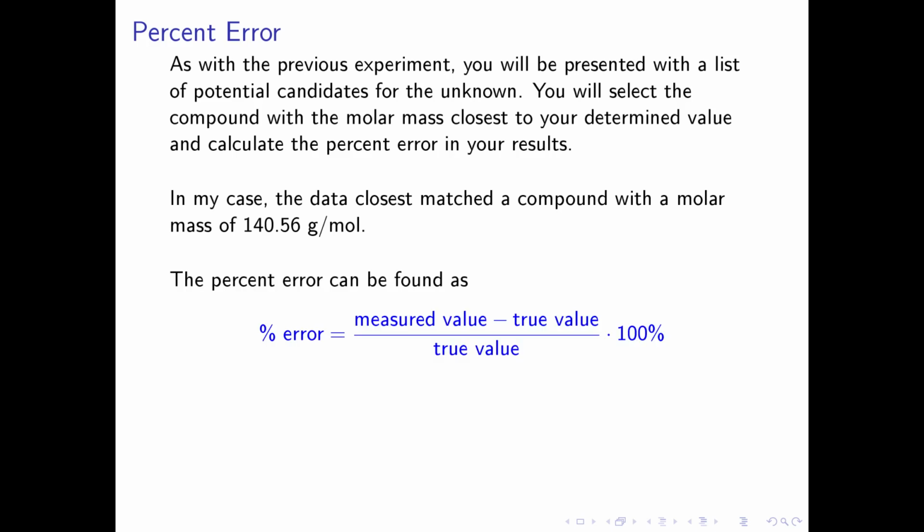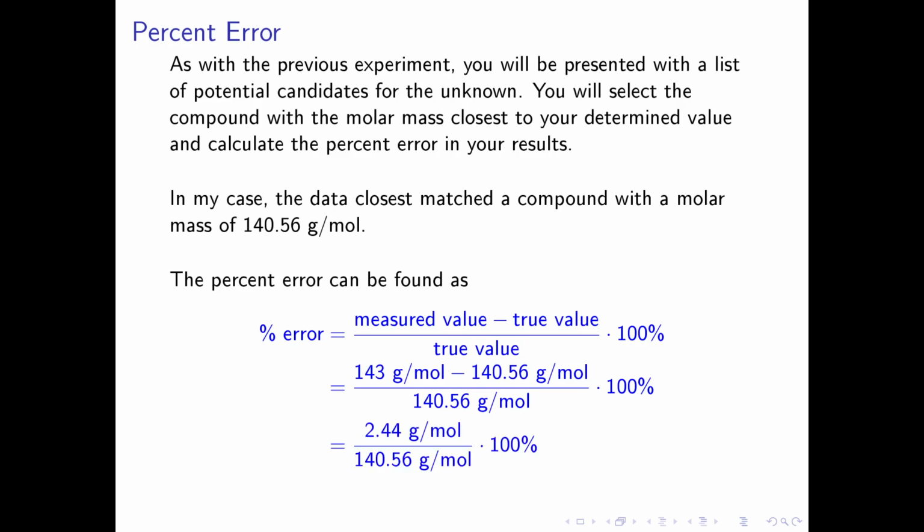Recall that the percent error can be found as the difference between the measured value and the true value divided by the true value, all times 100%. Or in this case, 143 grams per mole, as I determined, minus 140.56 grams per mole, all divided by 140.56 grams per mole times 100%, giving 2.44 grams per mole divided by 140.56 grams per mole times 100%, or 1.7%.